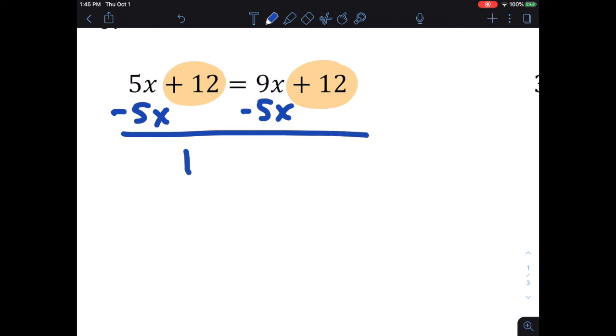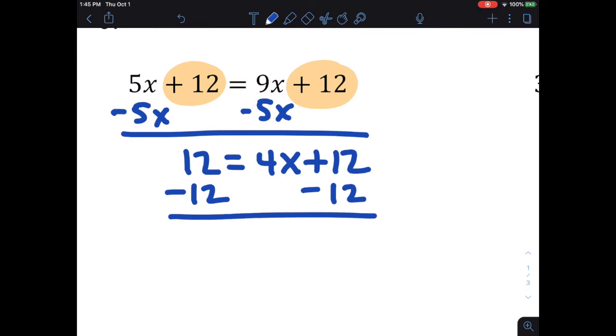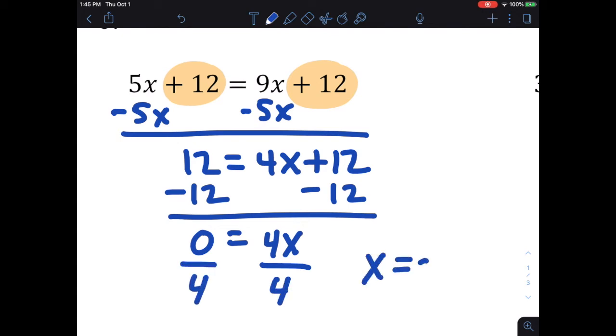All right, so I'm going to subtract 5x. So I end up with 12 equals 4x plus 12. So this is really similar. We should start to look at this and say, hey, I see 12 is equal to 4x plus 12. I can't add anything to 12 to make it equal to 12, so somehow I have to make that 4x equal to 0. Well, you're going to see how we can do that. So we're going to subtract 12. So we end up with 0 equals 4x. And then we're going to divide by 4. So x is equal to 0.